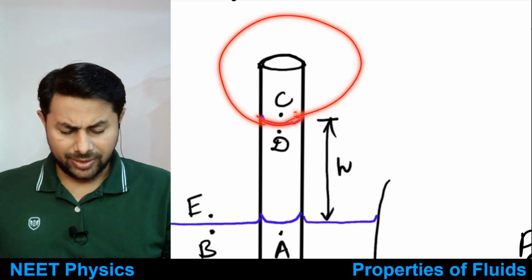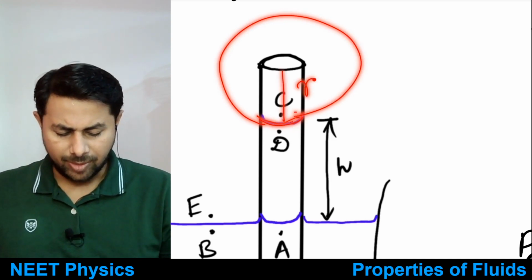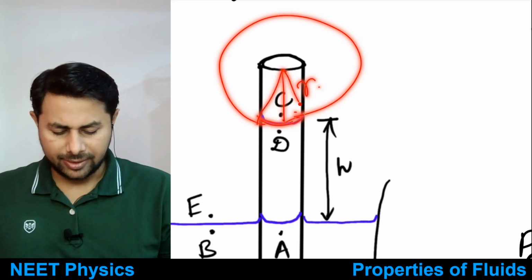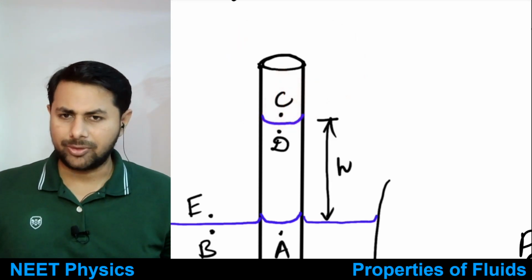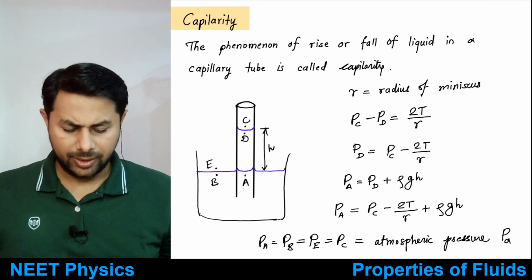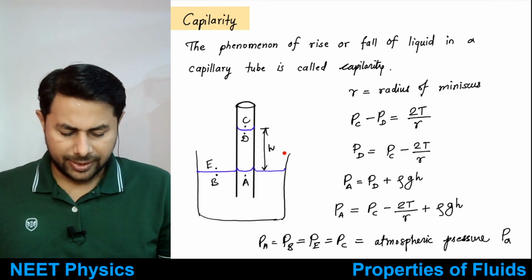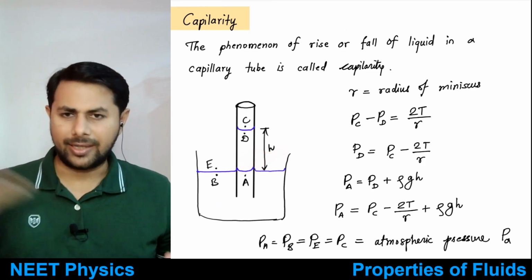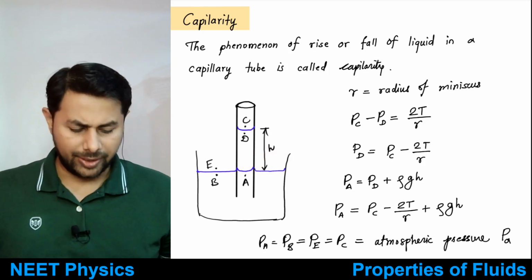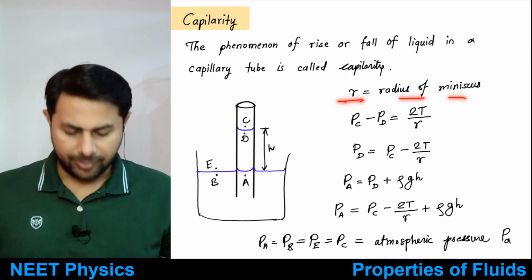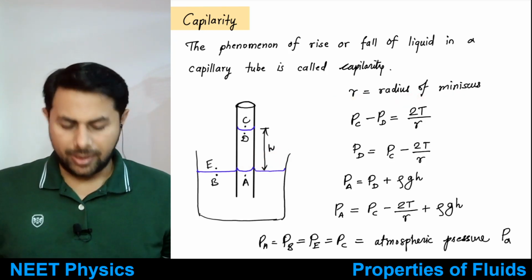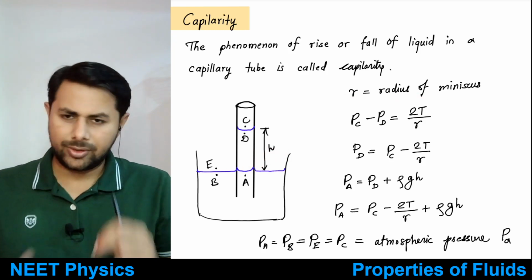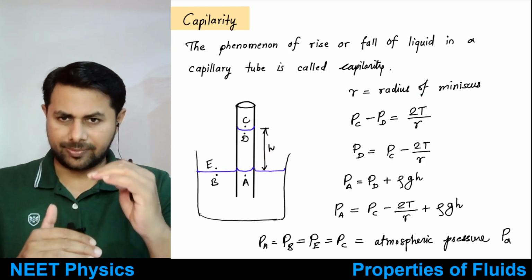Okay, so the radius of this circle is, suppose, small r, right? Radius of this circle is suppose small r. Now we are going to understand the formula for rise or fall. So r is the radius of the meniscus. Now see here, suppose this liquid level rises up.